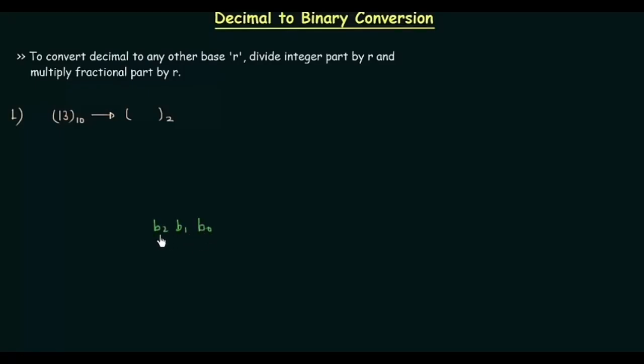The number is b0, b1, b2, b3. These are the bits of the binary number. Then the weight of the 0th position is 2 raised to power 0. The weight of this position is 2 raised to power 1. The weight of this position is 2 raised to power 2. And the weight of this position is 2 raised to power 3.